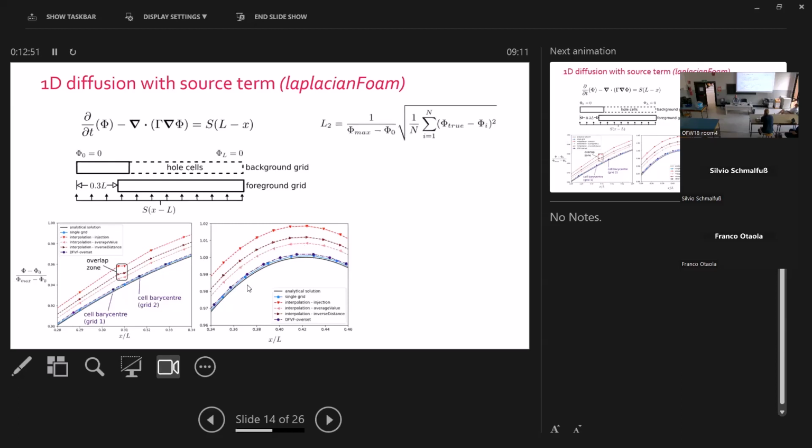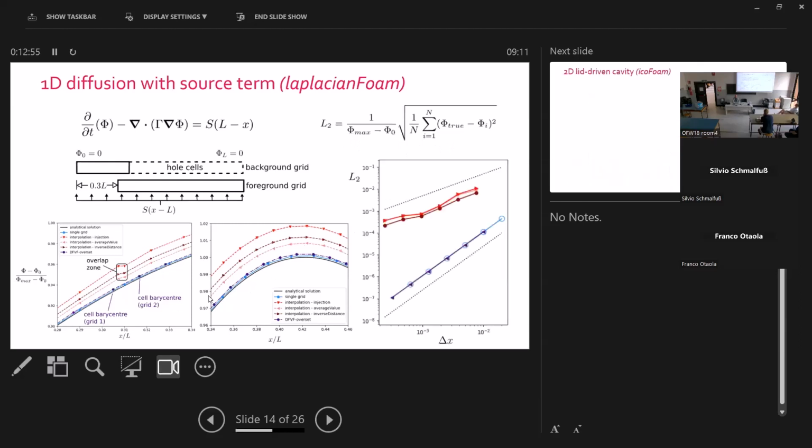If you do a grid convergence study and we just take the L2 norm error of this field, what we'll find is that all of the overset schemes converge in the first order, okay? Whereas DFVF converges in the second order and has identical convergence behavior to the single grid scheme, okay? So all these interpolation schemes have first order interpolation error. If we eliminate this first order error, we can achieve the same second order convergence as the single grid solver.